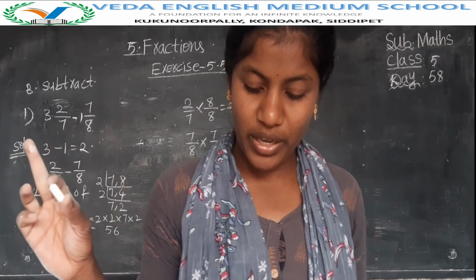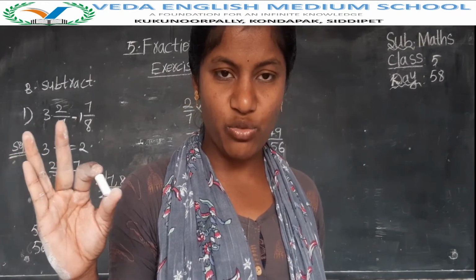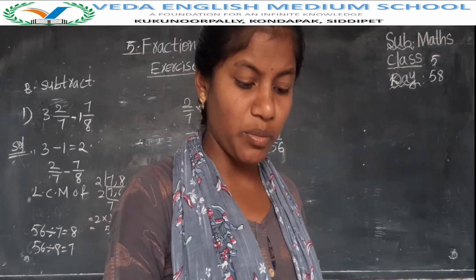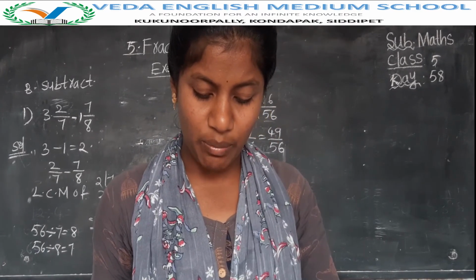For all the remaining problems you have to find the solutions like that. If there is no whole number, you can take that whole number as one and find the solutions. Next we have the word problems. Two word problems are there; I will explain one, you have to complete the other.